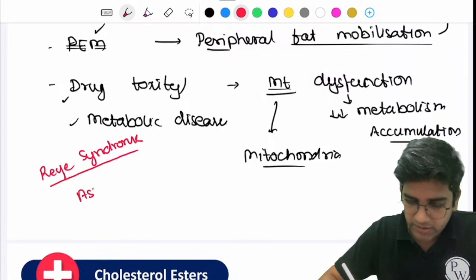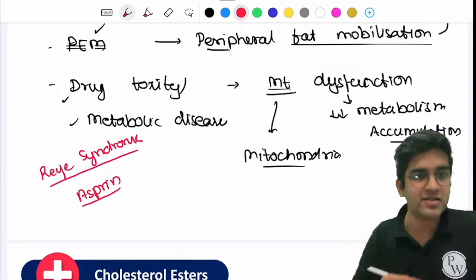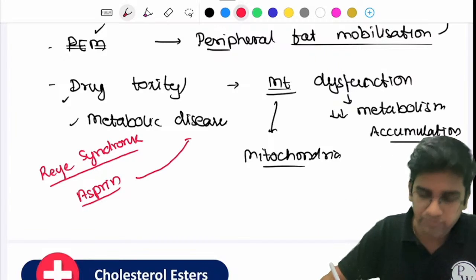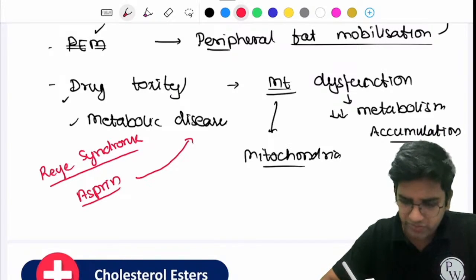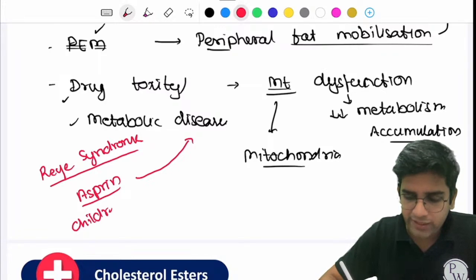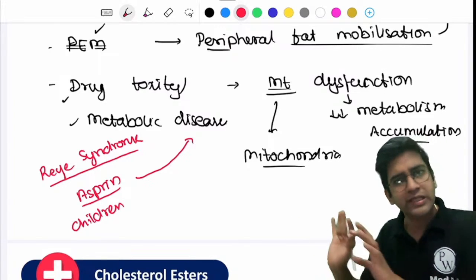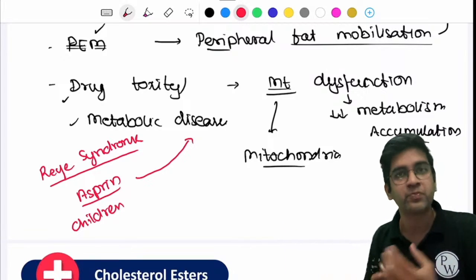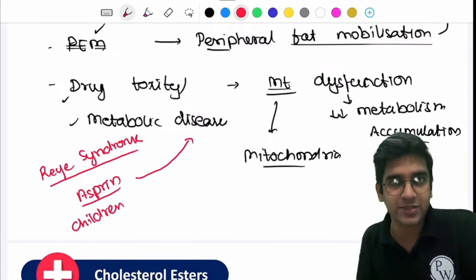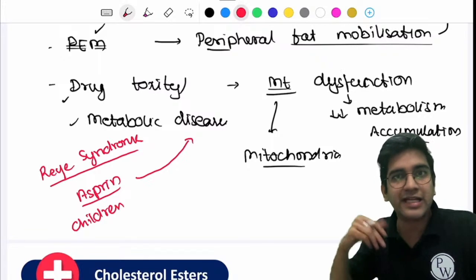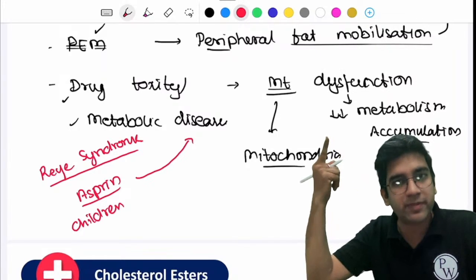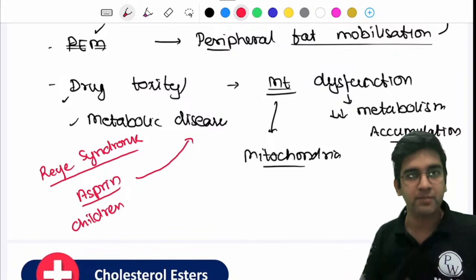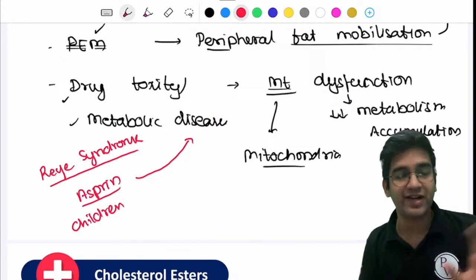Reye's syndrome is due to aspirin. Aspirin is a non-steroidal anti-inflammatory drug. When children, especially, take aspirin, I am just trying to correlate pathology and pharmacology, that's all. Remember this, when you come to your pharmacology and read about Reye's syndrome, you can easily correlate. When children take aspirin, in some of them, that aspirin can damage mitochondria. Once it damages mitochondria, automatically the fat metabolism will be altered and it keeps on accumulating, right? Perfect. So now we know about steatosis, fatty liver.